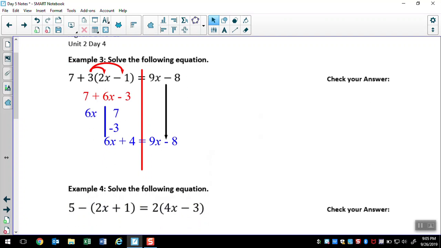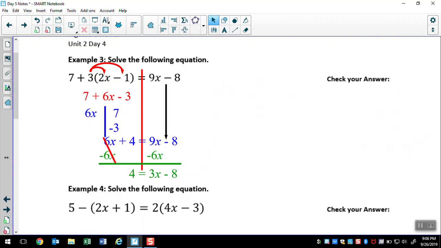Now we can go into our solve mode because I have nothing more to simplify. I want to get my two variables together. Again, since I have variables on both sides, I get to make the choice. Do we want to move the 6x or the 9x? Once again, I prefer having my variables stay positive, so I'm going to move the smaller one. This time I'm going to move my 6x over with the 9x. I'm going to do that by subtracting. Again, I have additive inverses here. They cancel out, and I'm left with 4 equals 3x minus 8.